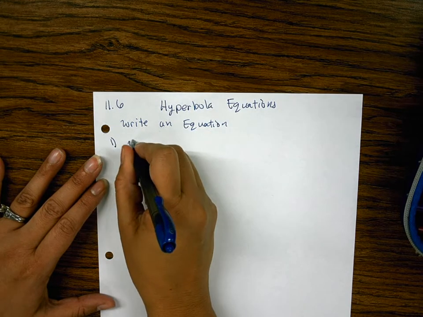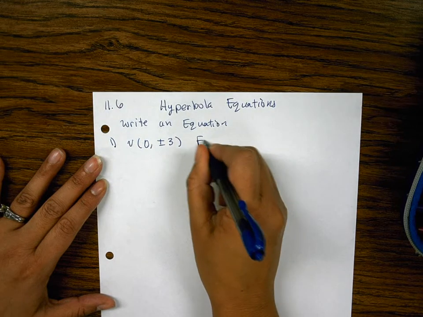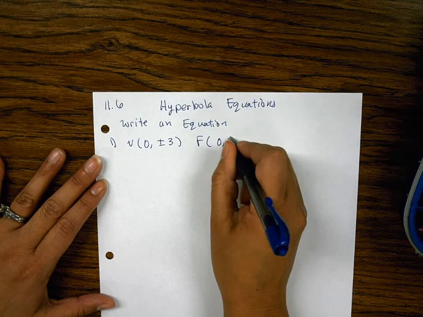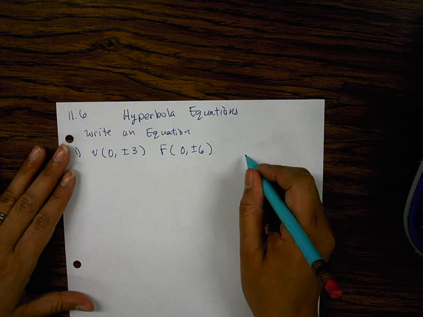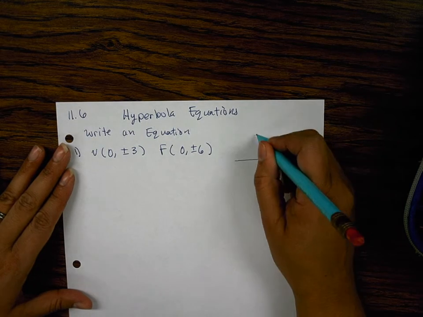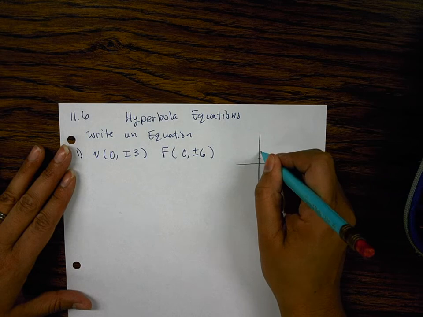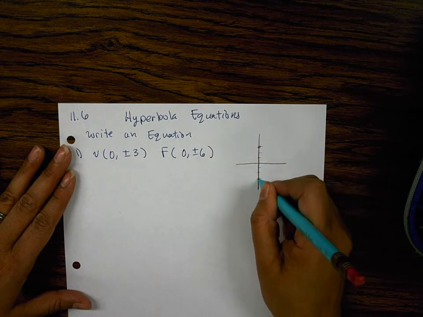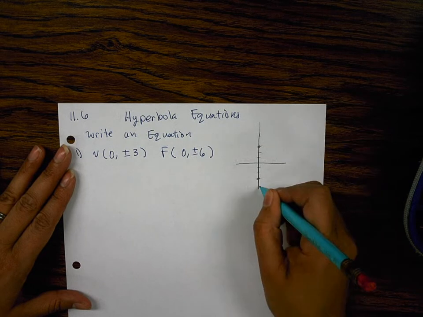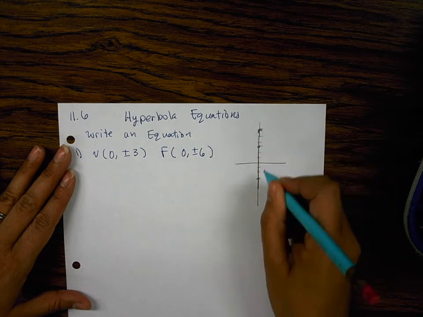Number 1, the vertices are (0, plus or minus 3), and the foci are (0, plus or minus 6). Okay, you are going to sketch this out to get some help. And when we sketch, let's see what happens. (0, 3), (0, negative 3), and (0, plus or minus 6) for the foci.